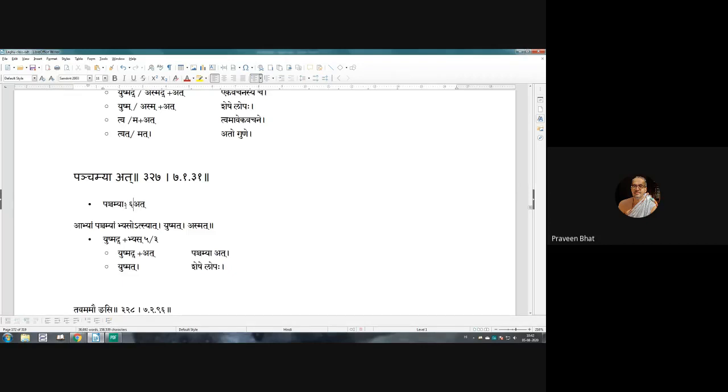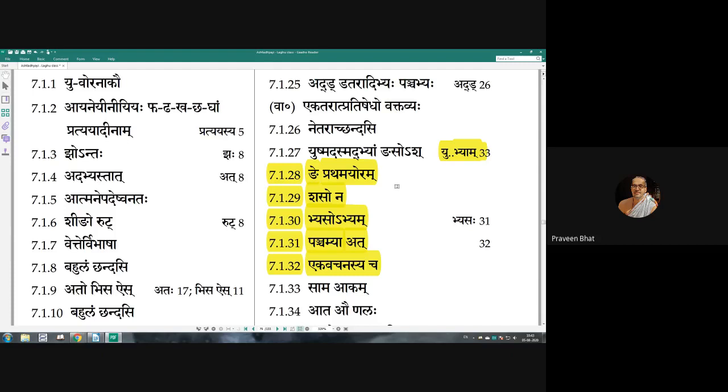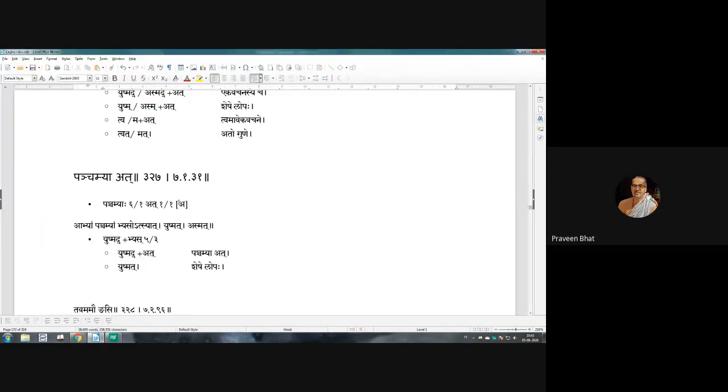Panchamyaha Shashti Ekavachana At Syat. Again, it is the same Anuvritti, Yushmad Asmad Bhyam. Yushmad Asmad Bhyam is Abhyam. Panchami Dvivachana. So At Syat. Abhyam Panchamyam Bhyasaha At Syat. Yushmad Asmat is the Rupa Siddhi.